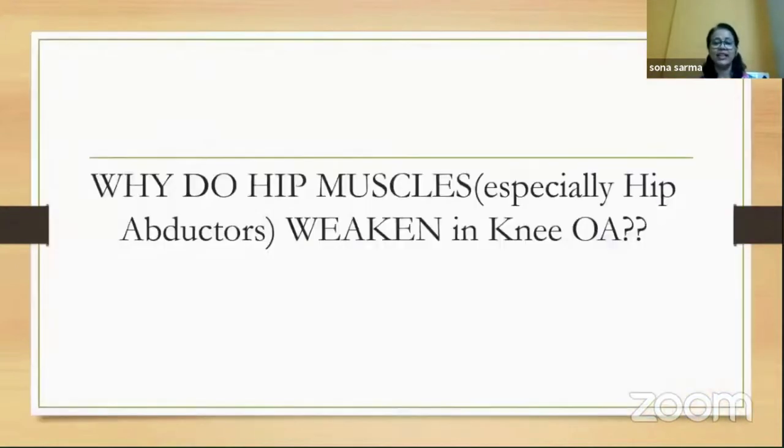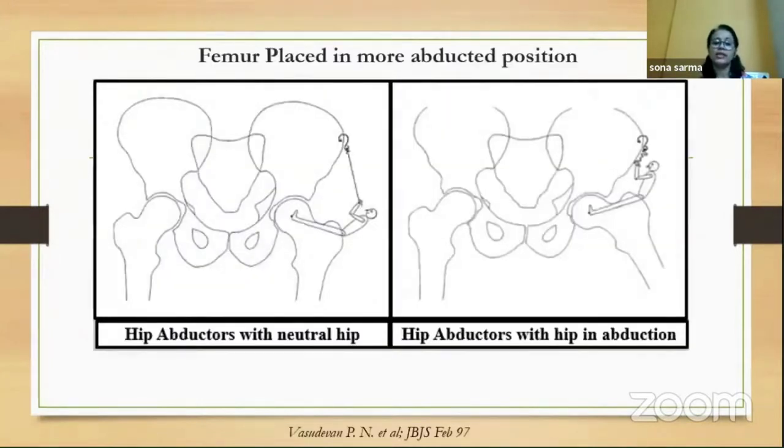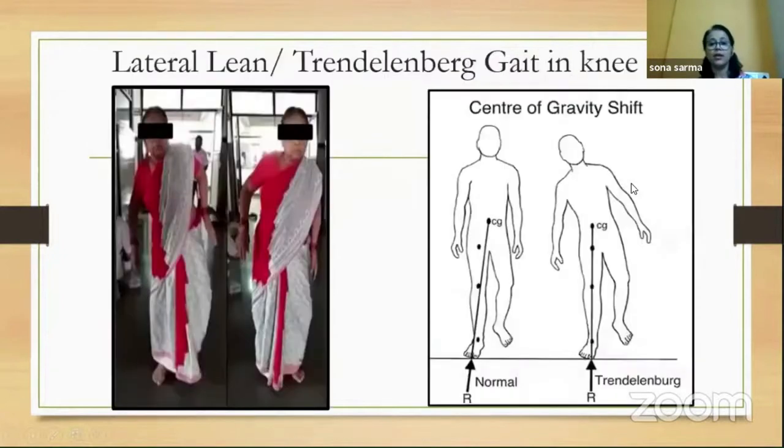So let's get on. So why do hip muscles, especially the hip abductors, weaken in knee OA? So the reasons are plenty. We could just kind of get into the main ones. So basically, the hip abductors are designed to function with a neutral or a slightly adducted femur. And with genu varum, the femur gets placed in a more abducted position, which alters this length-tension relationship of the hip abductors and reduces their peak torque. Also, which we have really noticed in many of our patients with medial knee OA, frequently adopt an ipsilateral trunk lean to bring the ground reaction force closer to the knee joint and reduce the loads. However, in the long run, this reduces the demands on the hip abductor muscles and renders them weak.